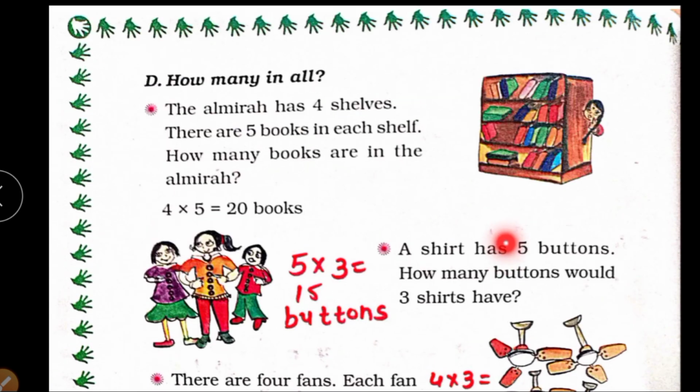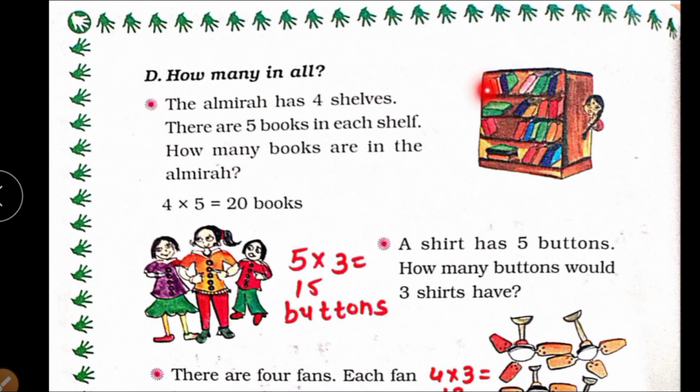Here in the picture you can see total books. Let's count. 1, 2, 3, 4, 5, 6, 7, 8, 9, 10, 11, 12, 13, 14, 15, 16, 17, 18, 19, 20. 4 5s are 20. 20 books. Now next. A shirt has 5 buttons.